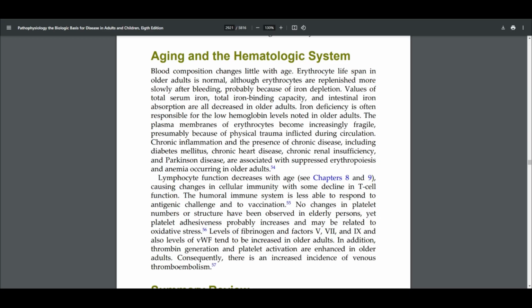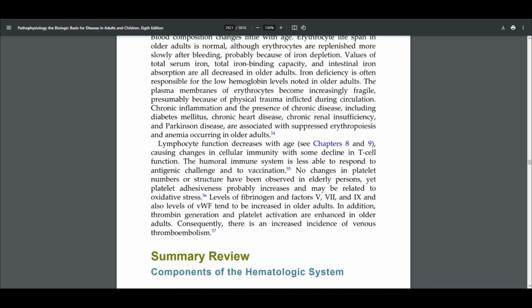No changes in platelet number or structure have been observed in elderly persons. Yet platelet adhesiveness probably increases and may be related to oxidative stress. Levels of fibrinogen and factors V, VII, and IX, and also levels of the von Willebrand factor tend to be increased in older adults. In addition, thrombin generation and platelet activation are enhanced in older adults. Consequently, there is an increased incidence of venous thromboembolisms.